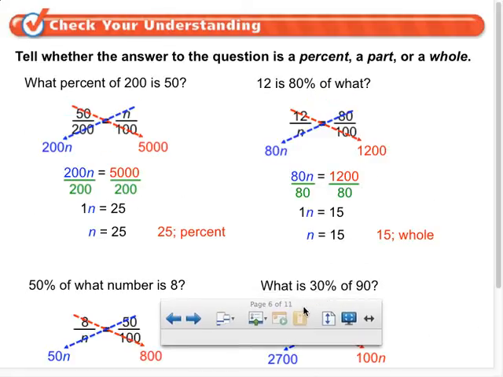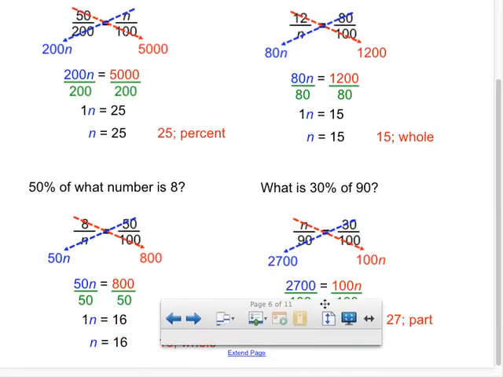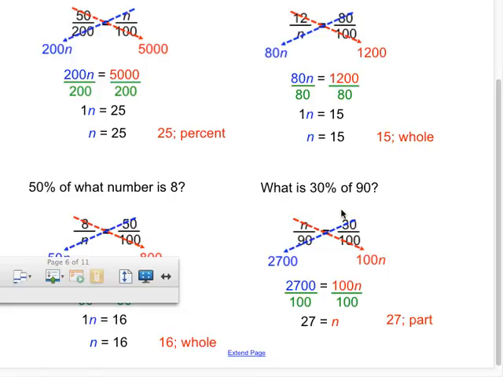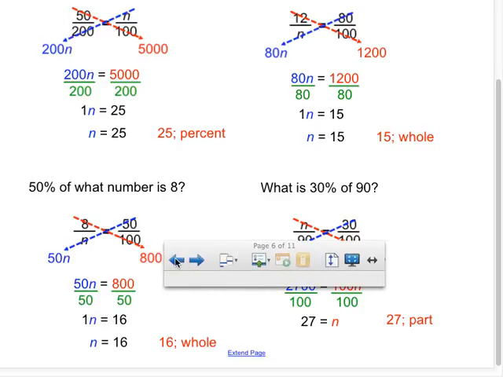So this is what I did. I set these up. So 30%, take a look. It's 30 over 100. And we don't know what part of 90 that is, so it's n over 90. Do you see how I set that up? Okay, then it's just cross product and we get to 27. Okay, but I do want to get back to this part over here.